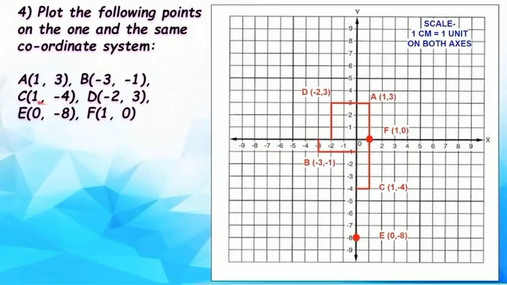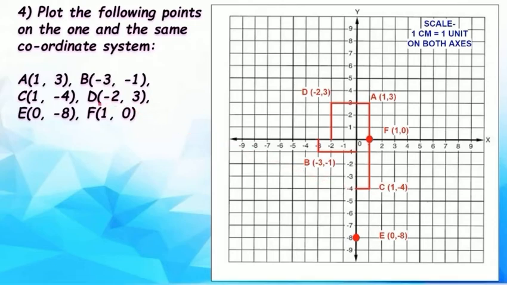Next point given to us is 1 comma minus 4. So on the x-axis we have 1 here, and on the y-axis we have minus 4 here. The intersection of these 2 lines will be the location of point C. So point C lies here with x coordinate as 1 and y coordinate as minus 4.